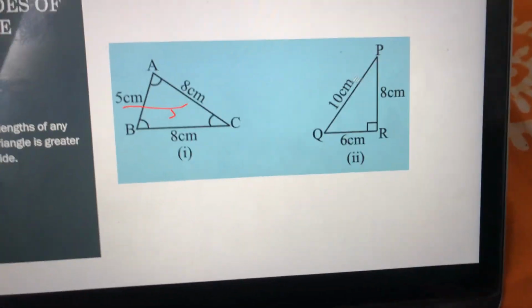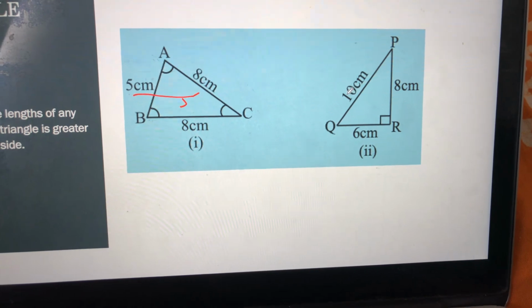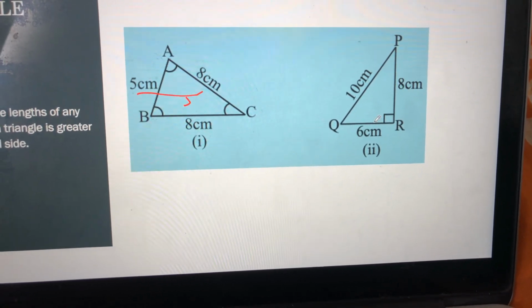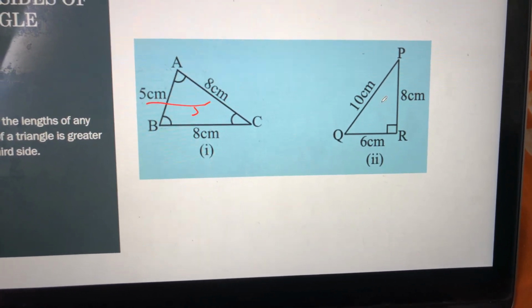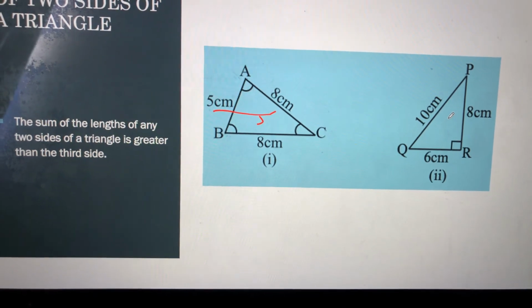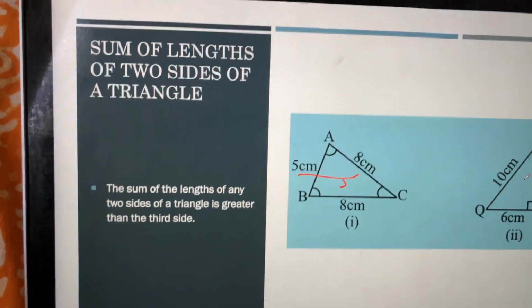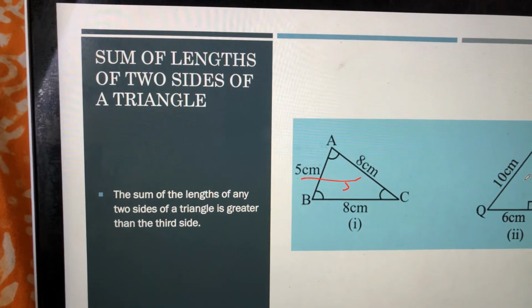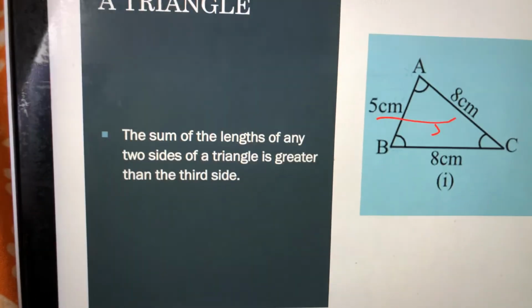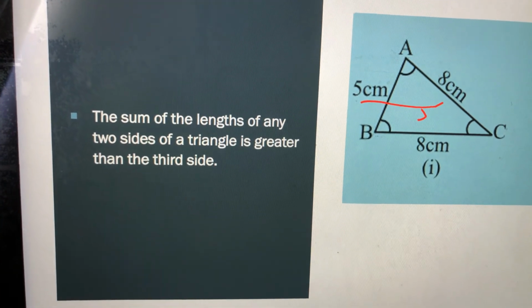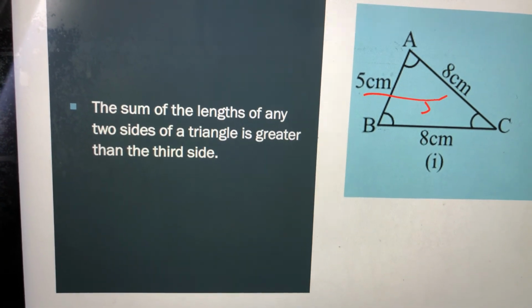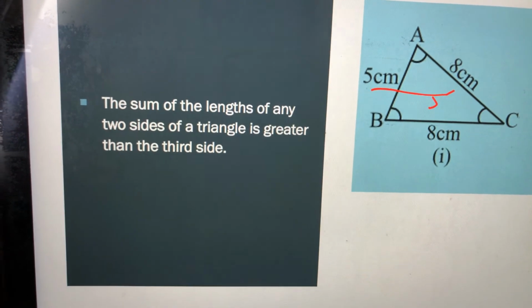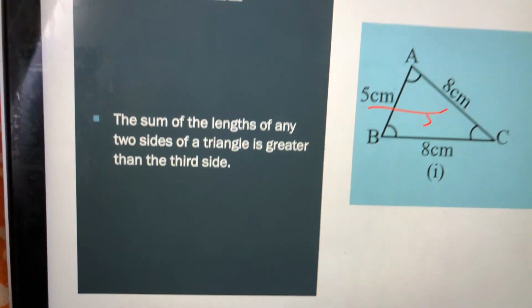So let's check if that is the case in this triangle. 8 plus 6 is 14. Yes, more than 10. 10 plus 8 is 18, more than 6. And then 10 plus 6 is 16, which is more than 8. So every two sides when added together is more than the third side. So that is one of the properties of the triangle. The sum of lengths of two sides of a triangle states that the sum of the lengths of any two sides of a triangle is greater than the third side.